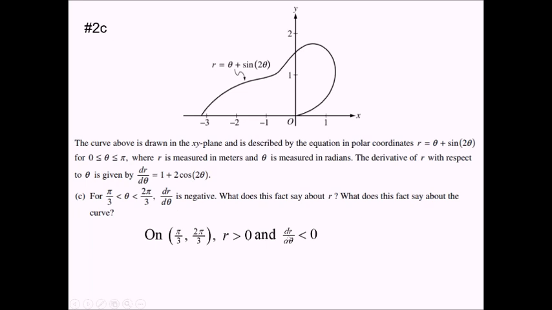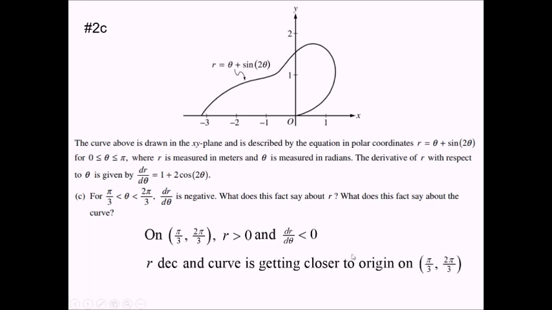This tells us two important facts. The fact that dr over d theta is negative, regardless of the value of r, tells us that r is decreasing. But now the fact that these two things are having opposite signs or working against each other, that r is positive while r is decreasing, this further fact tells us that the curve is getting closer to the origin on this interval. r is essentially your distance away from the origin. So if that's positive and it's going down, that means we're getting closer.